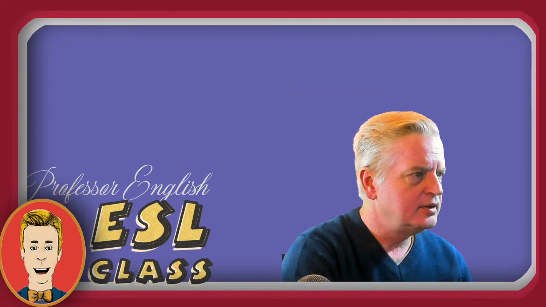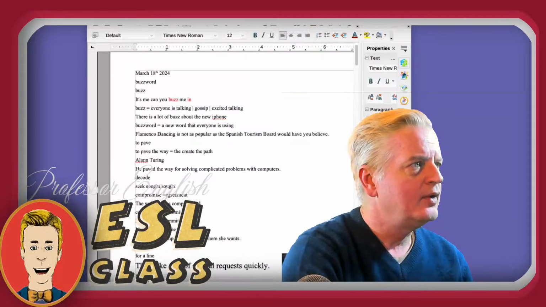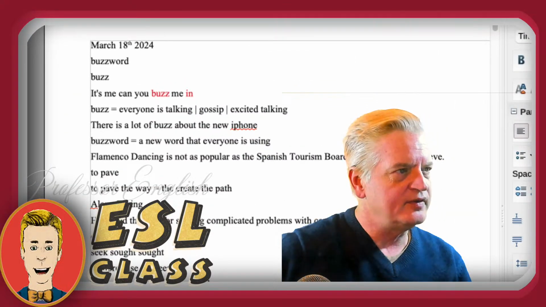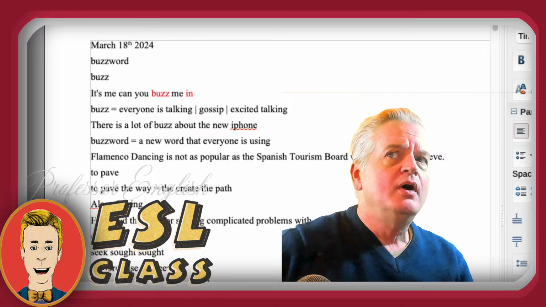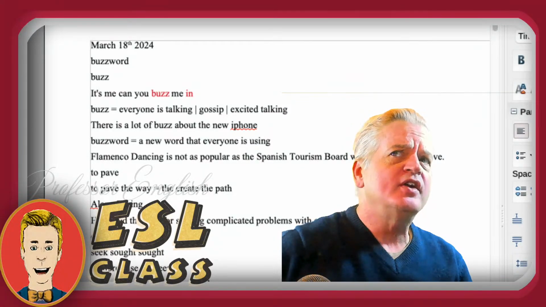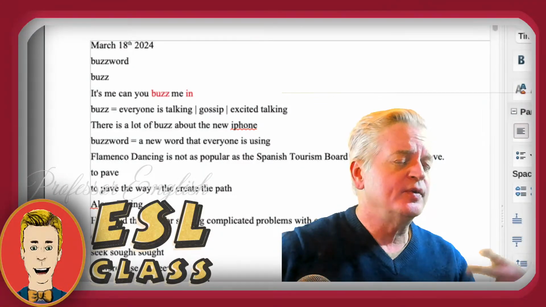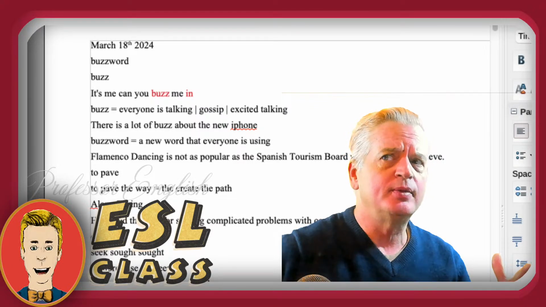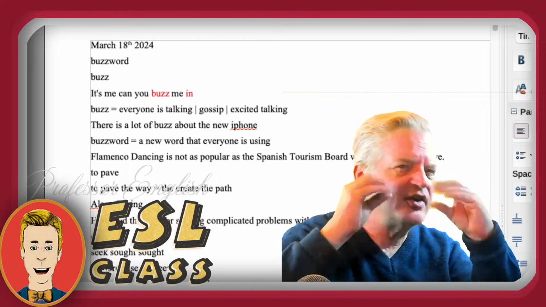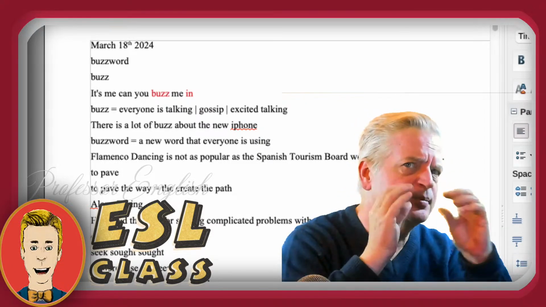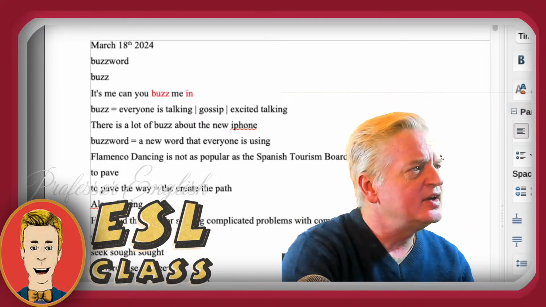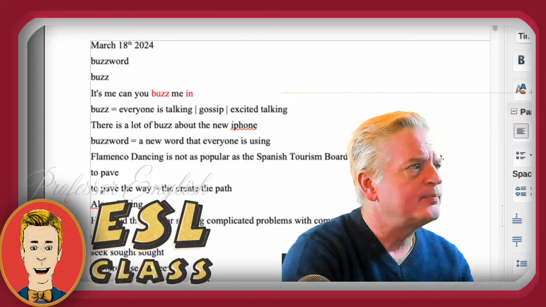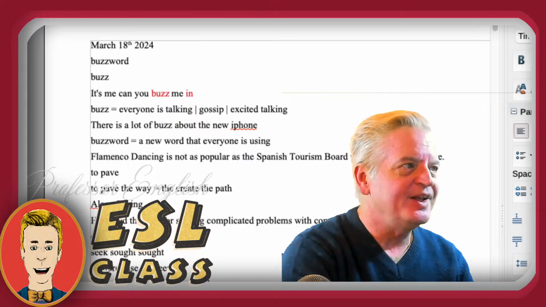Let's go back. So we know that buzz is the sound of an insect. It's the sound of electricity. It's been used for maybe the past 10 or 15 years to also mean gossip, people talking, because imagine a lot of people talking together. Bzz, bzz, bzz, bzz, bzz. Well, let's see the examples I've got written down here. I know I have some examples. So we have first, "It's me, can you buzz me in?"